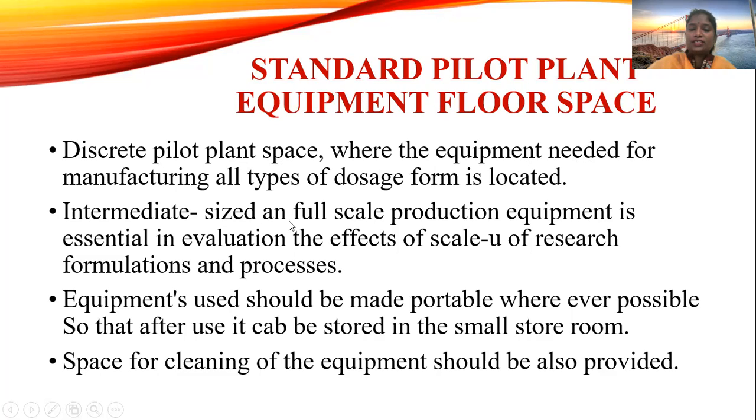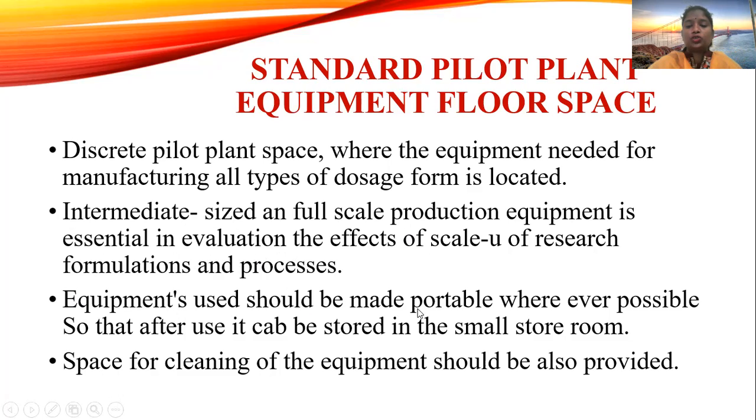In the intermediate batch, the full scale production equipment is essential for evaluating the effects of scale up of the research formulation and process. That means for the full scale production, the equipment should be essential for the evaluation. This is the intermediate pilot plant scale. So the equipment is permanently fixed in this process, meaning a large volume of equipment is installed. For installing this equipment, we need a large full scale production, an intermediate stage space.